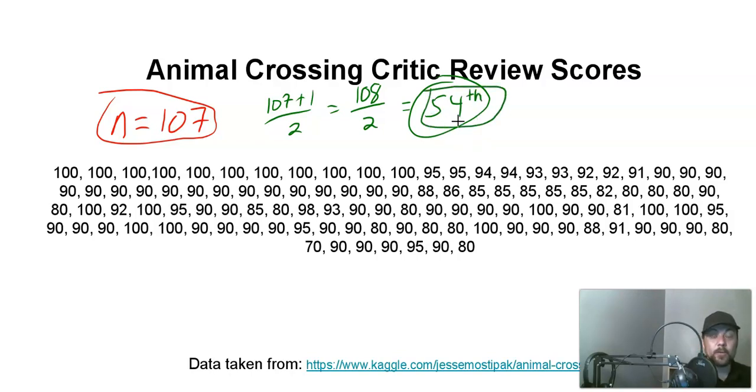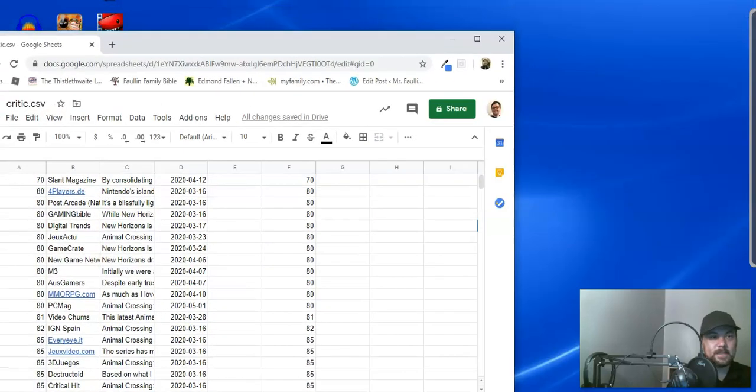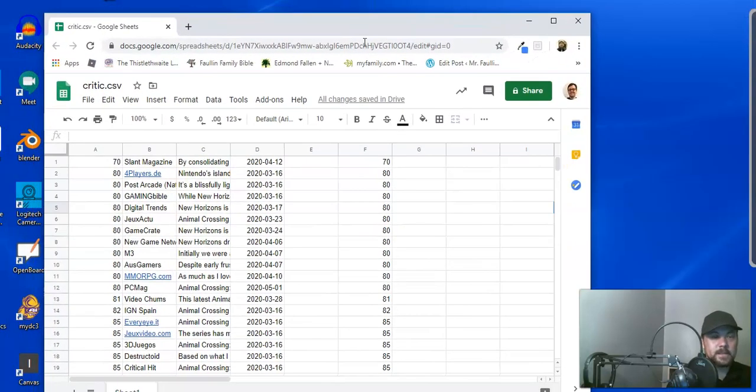We want the 54th number in our data set. That's going to be our median. So I have to count that. Now, you guys can't see it. Maybe if I minimize this, you could see it. This is kind of handy.